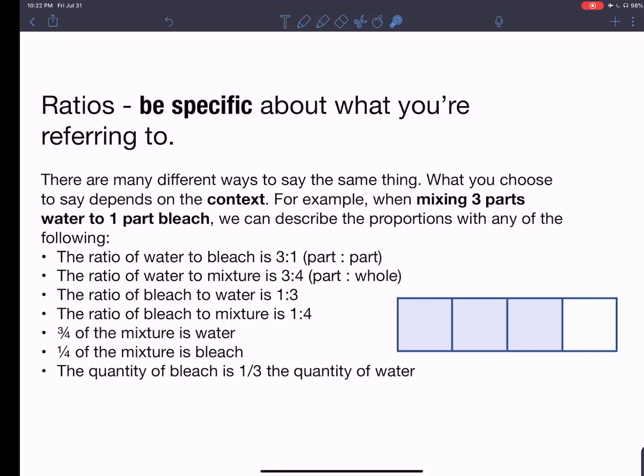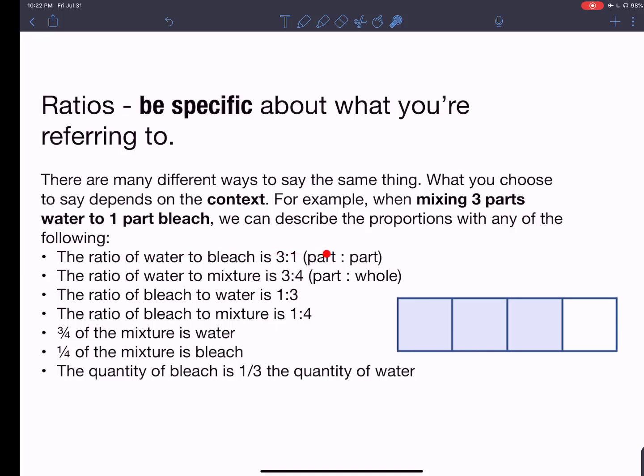We could also say the ratio of water to the total mixture, the total system, is 3 to 4. How many parts are in this entire thing? There are 4 parts. So 3 parts of that whole thing is water. So that's what this is saying. The ratio of water to the entire mixture is 3 to 4. That's a part to a whole. The whole thing is 4, and 3 parts of that is water.